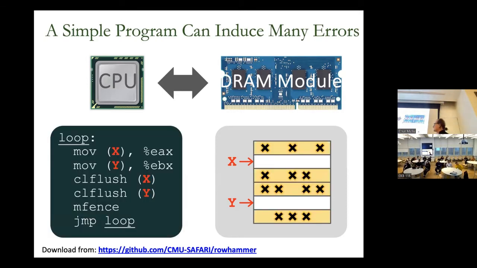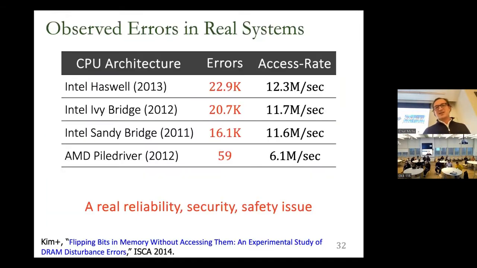We also observed that you could actually induce even more bit flips if you were a little bit smarter about how you selected X and Y. If X and Y were such that there was only one row between them, you would actually get a lot more bit flips in that row that was sandwiched in between. This is called double-sided RowHammer, and later works actually exploited this to induce even more bit flips than we actually showed. So this is fascinating, clearly.